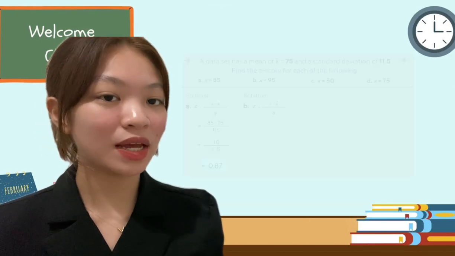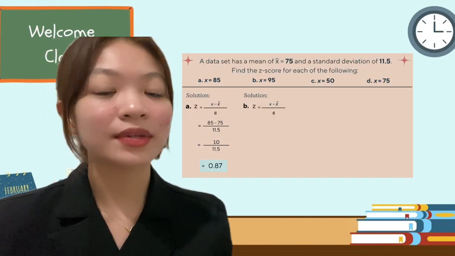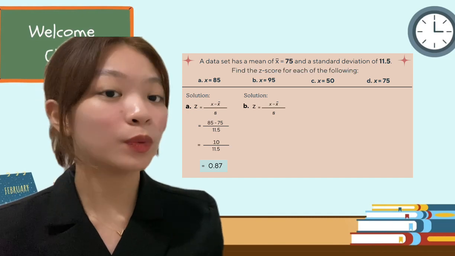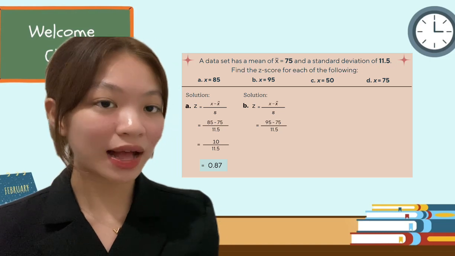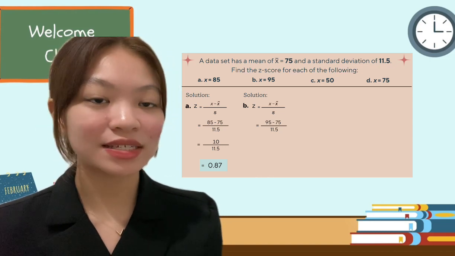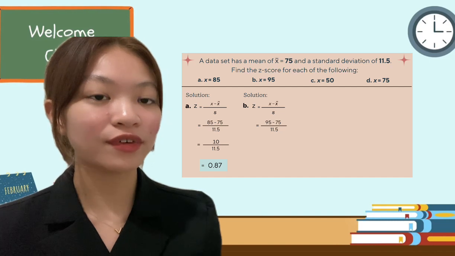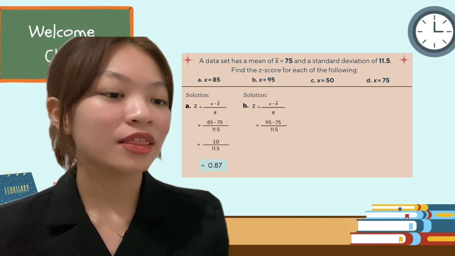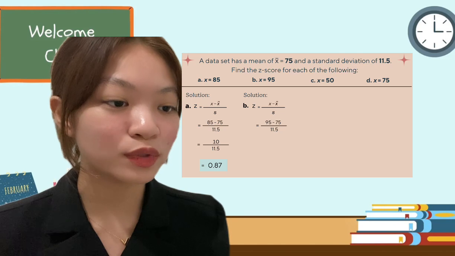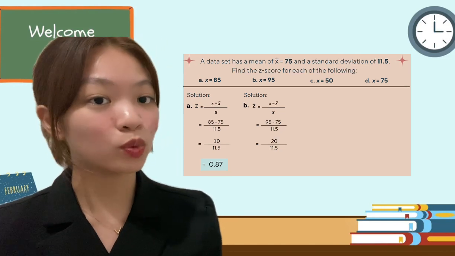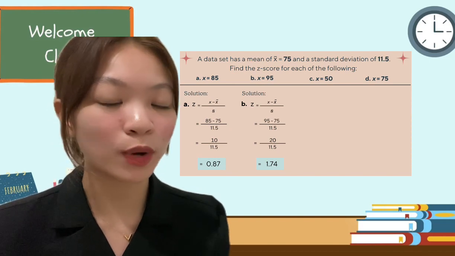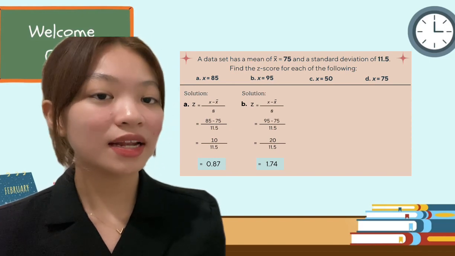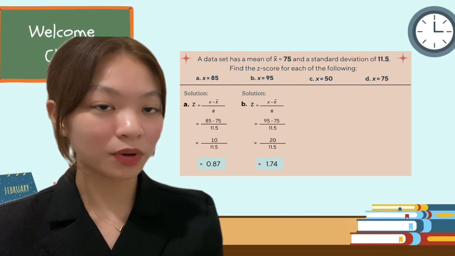Second one is letter B with the given value of 95. Remember that the steps are the same. We need to substitute the given numbers into the formula: 95 as our value, minus 75 as our given mean, all over 11.5 as our standard deviation. The first is subtracting 75 from 95, the answer will be 20. So 20 divided by 11.5, the final answer is 1.74. Again, 1.74 is a positive number, therefore it is above the mean.